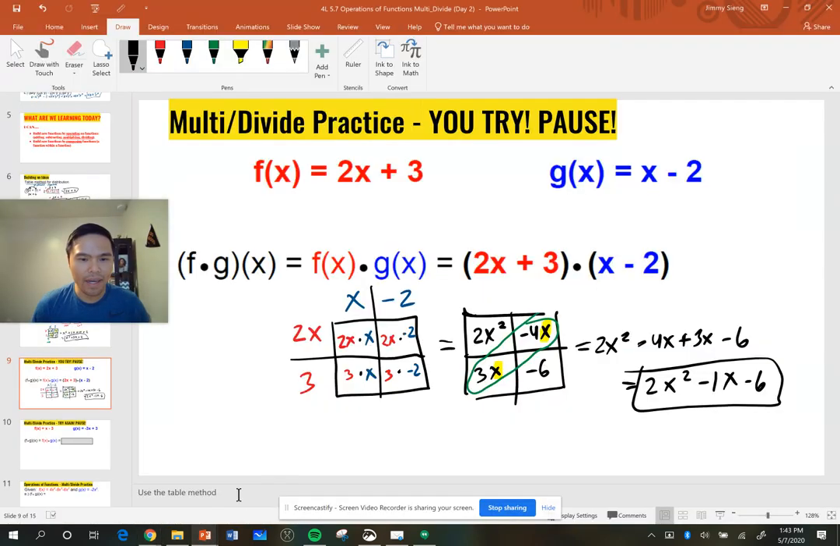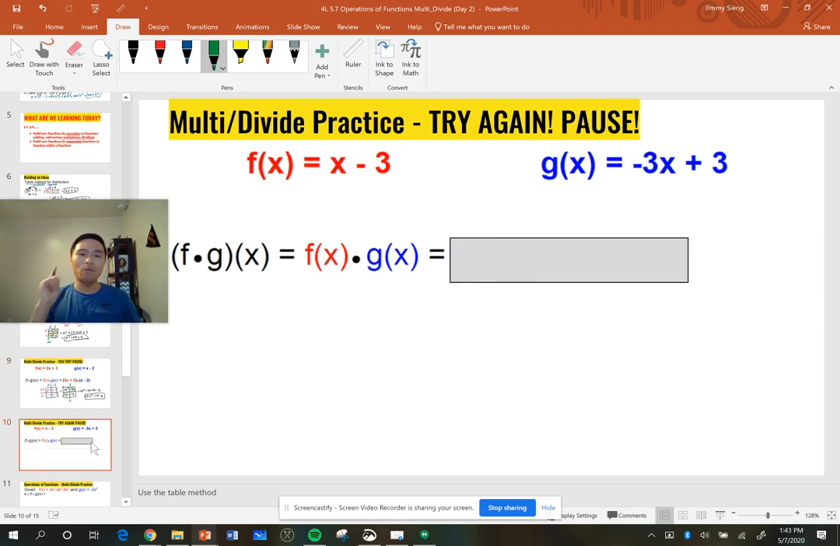Okay, this is what I got. So over here, I created a 2 by 2. I got 2x plus 3 times x minus 2. Notice how you have 2x times x, 2x times minus 2. Make sure you pay attention to the negative. Again, when I simplified everything, I added all the numbers together, I combined everything, and I was left with 2x squared minus 4x plus 3x minus 6, which simplifies to 2x squared minus 1x minus 6. All right, go ahead and try one more.